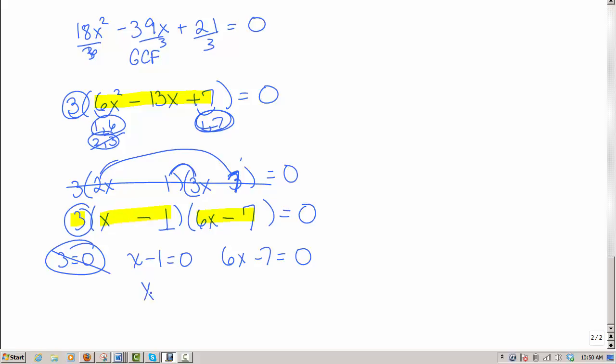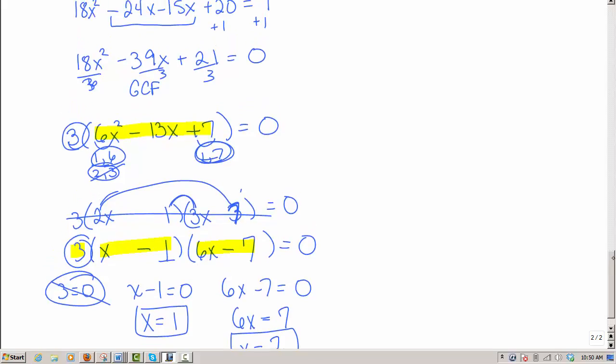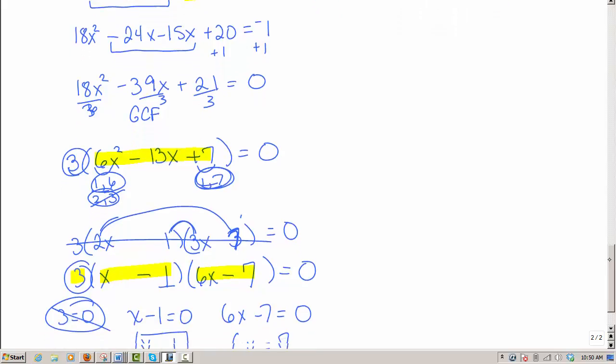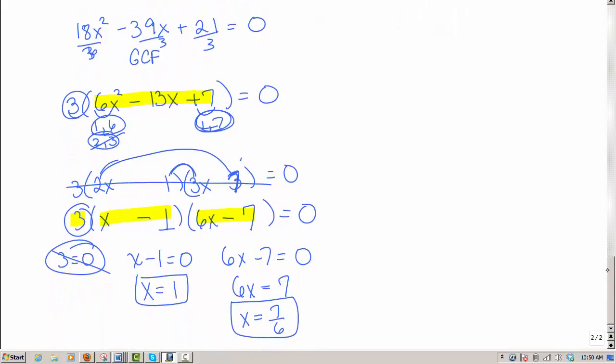So here I'm going to add 1 to both sides. Here I'm going to add 7 and divide by 6. So I can't even hardly fit it on the screen that there was number 7. Look at all that work I did for those two answers.